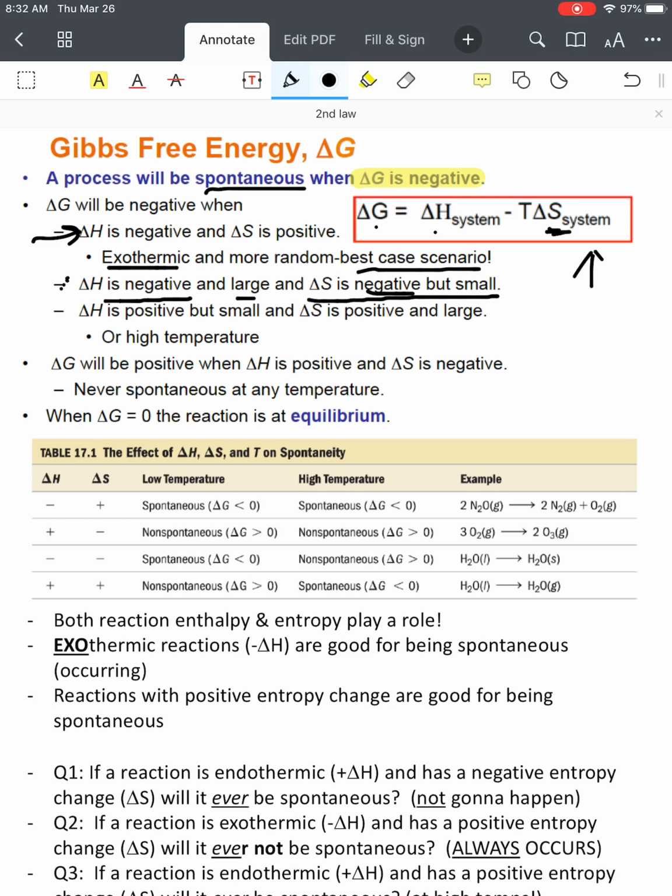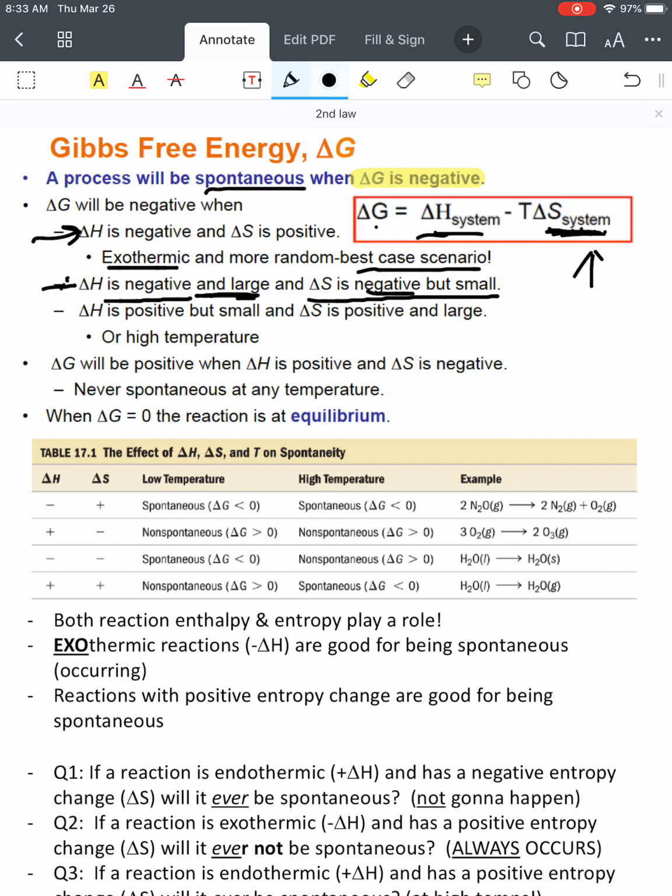But if we look back to the form of the equation, if delta S is a negative number, I'm taking a negative number for this and I'm multiplying it by a T. And then what am I doing? The negative and the negative makes a positive. I'm adding a positive number to my negative delta H. Now, if delta H is a significant enough negative number, the reaction can still be spontaneous because this first term, the delta H term, may overcome the second term.